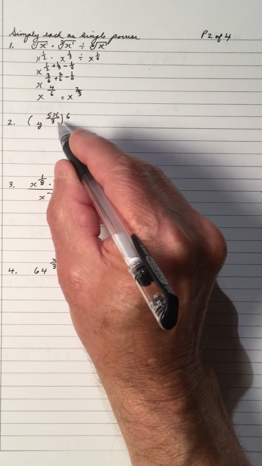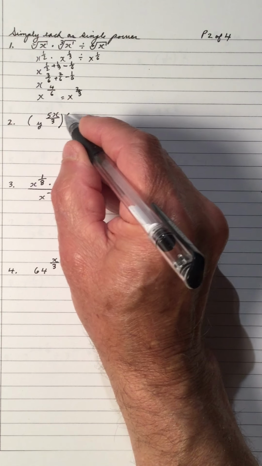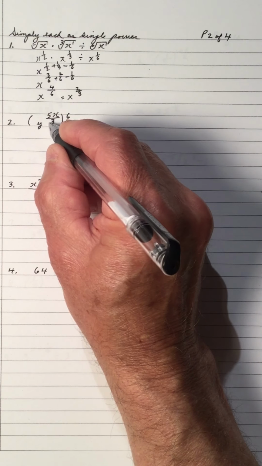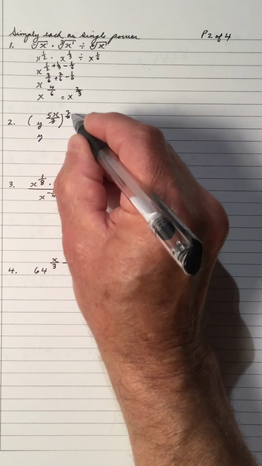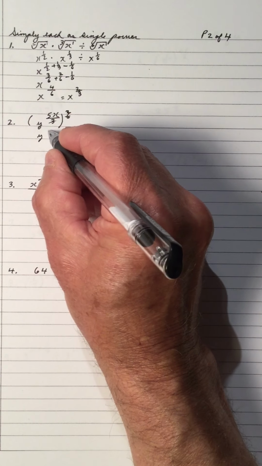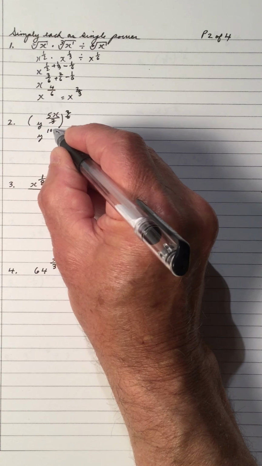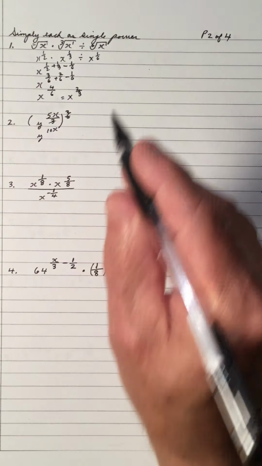Number 2, we have a power of a power, so we're going to multiply the exponents. So 3 cancels into 6 twice, so we get y, so that's a 2. 5x times 2 is 10x, so y to the 10x as a single power.